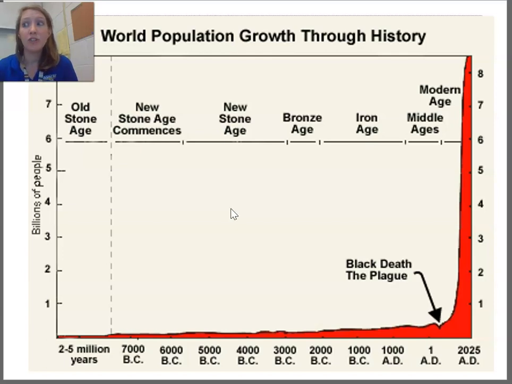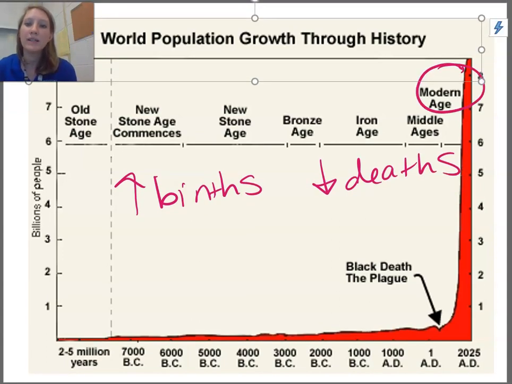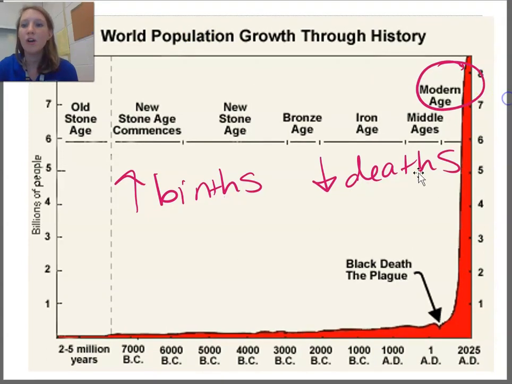We're experiencing hundreds of thousands of people dying in a very short amount of time. Not to say people aren't dying, but the reason the human population has exploded like this over time is because we're living longer. So you have more births and fewer deaths over a period of time. Really, the modern age is what has helped people live so much longer.